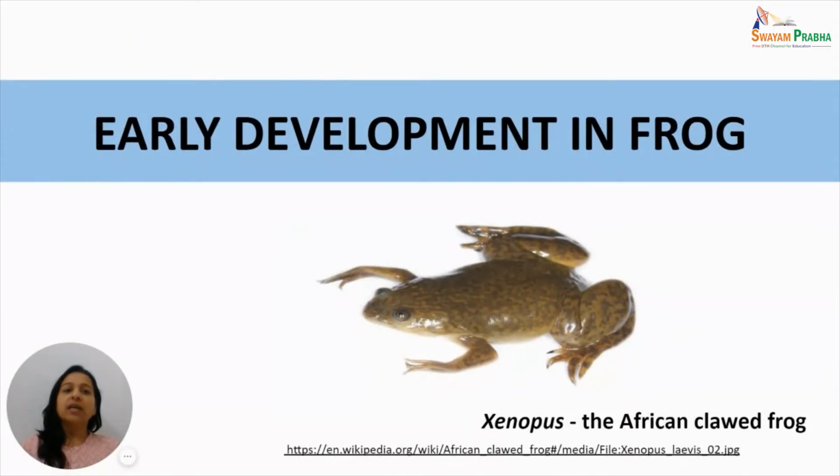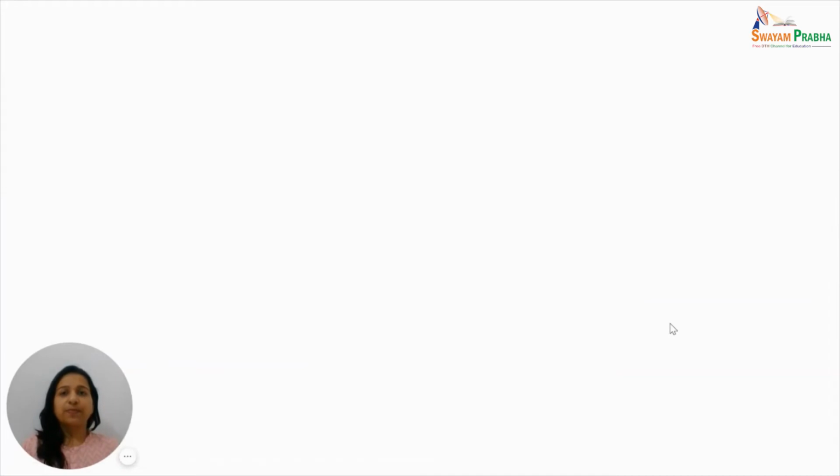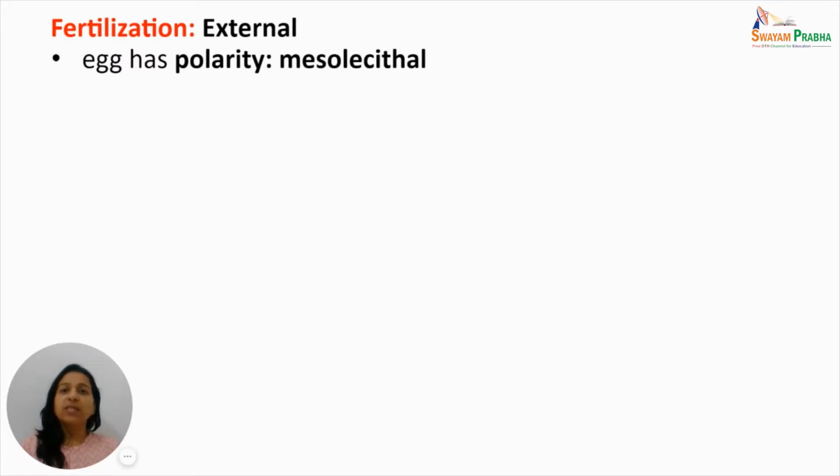Now let us begin with the early development in frog. Here we will take Xenopus, that is the African clawed frog, as a type study. Fertilization in amphibians is generally external. It happens in water after the male lays sperms over the eggs which have been laid by the female. The eggs may be laid in the vicinity and then they approach each other, as we studied in the previous chapter of fertilization. The egg already has polarity when it is laid. It is mesolecithal in nature, that is, it contains a sufficient amount of yolk.